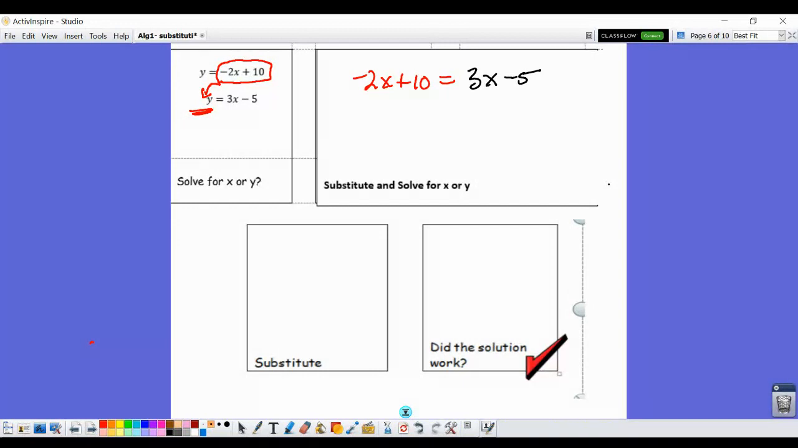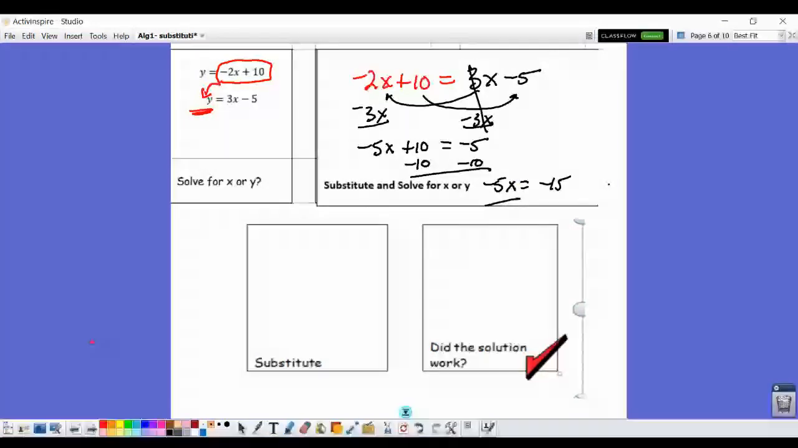So now what I have is just a regular equation. I'm going to move the x's to the left, I'm going to move my numbers to the right, and I'm going to solve it. So I'm going to subtract my 3x. That is gone. A negative 5x plus 10 equals negative 5. Again, I'm going to subtract my 10. So negative 5x equals negative 15. If I divide by negative 5, x is going to equal 3.